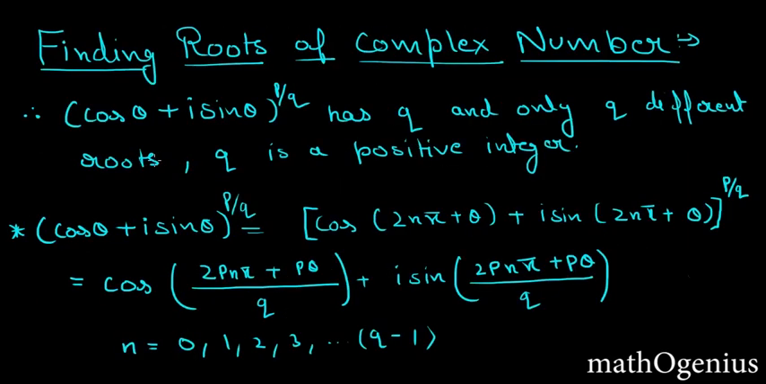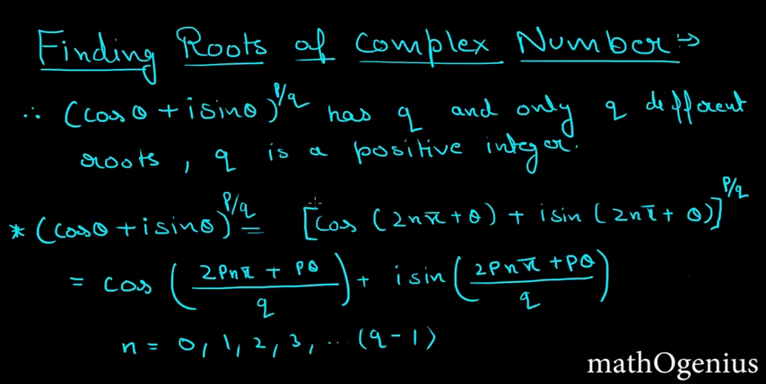Now to find roots of complex numbers, let's first see what we are going to do. So there will be a root of a complex number. We will convert that complex number to this form, and then we will apply the power it has. Mostly if we are asked to find roots, then p will be 1, or sometimes it will not be 1, it will be p by q. Then this will have q and only q different roots, and q is a positive integer. If it is 3, then it will have 3 roots, and if this is 4, it will have 4 different roots.